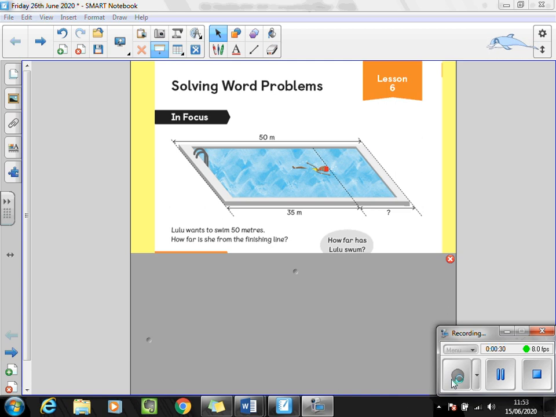Lulu wants to swim 50 meters. How far is she from the finishing line? Look carefully at the measurements you're given in the image and think about how far has Lulu already swam? Talk to your adult, discuss what your thinking is. How many different ways could you solve this problem? Pause the video to help.